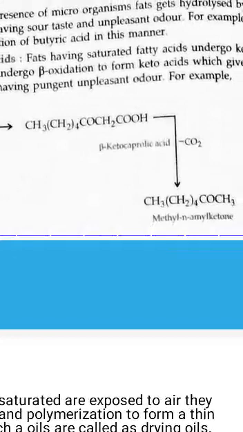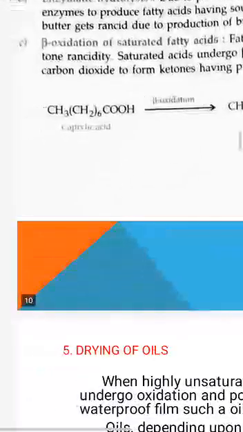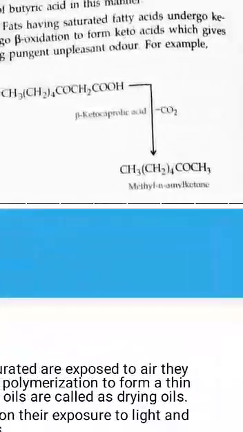and then this beta keto acid, after a decarboxylation reaction, is converted into a ketone. This keto caproic acid is converted into methyl amyl ketone. Here, one carbon is less; one carbon from the caproic acid becomes less.